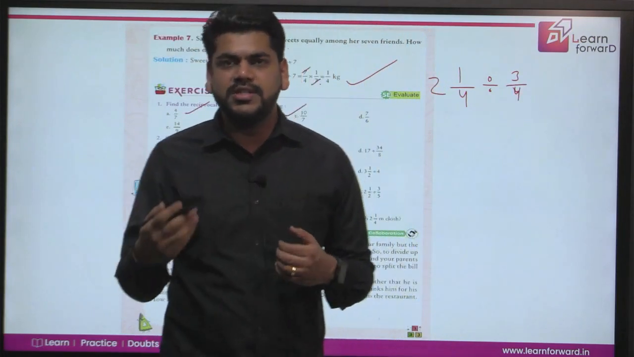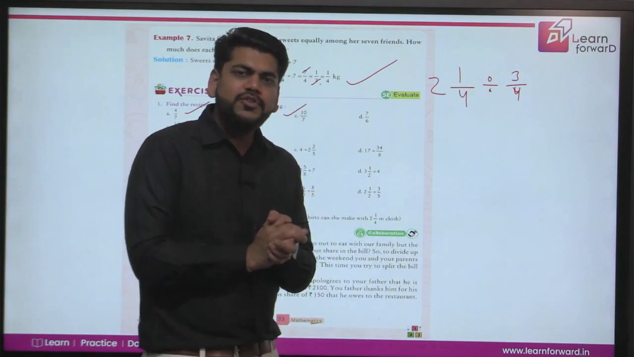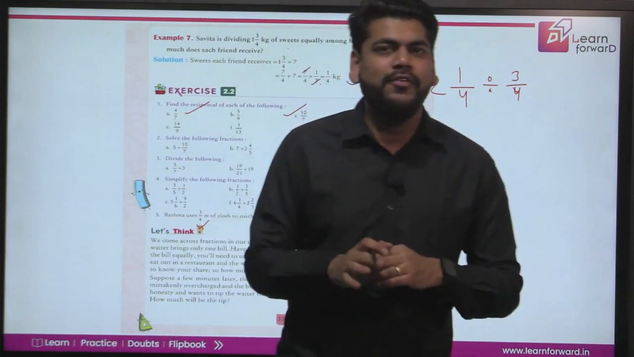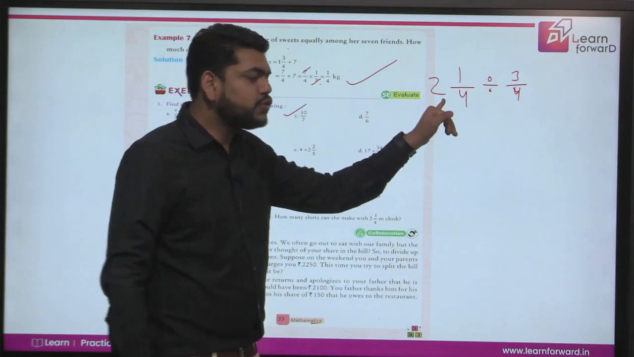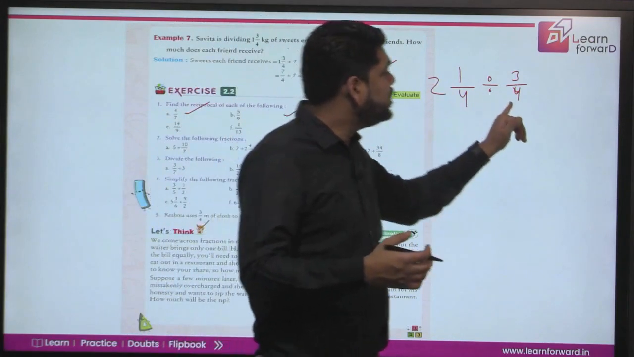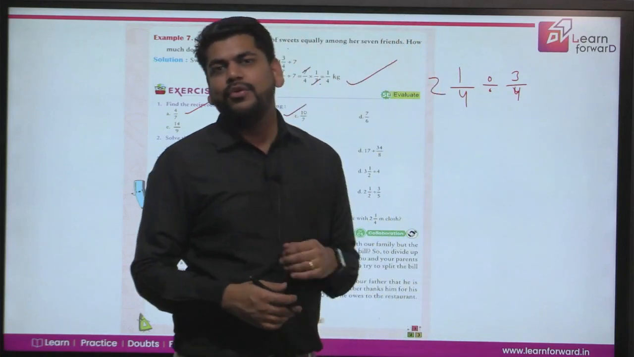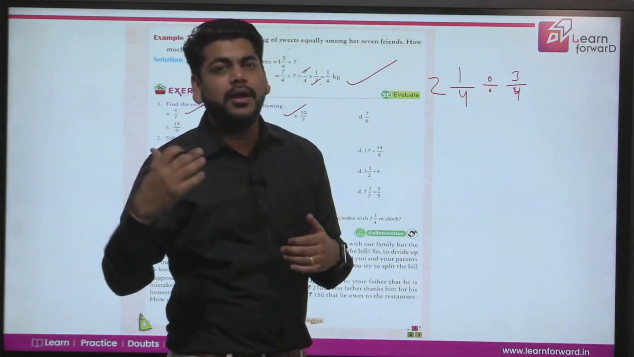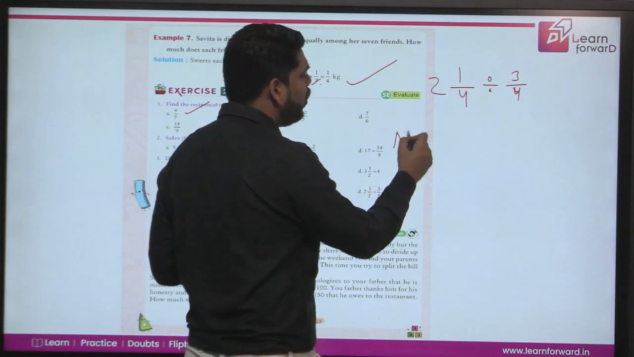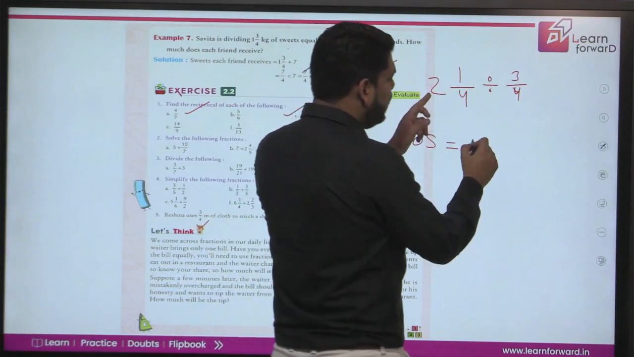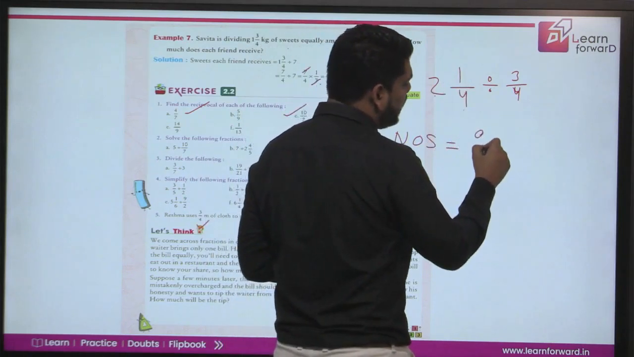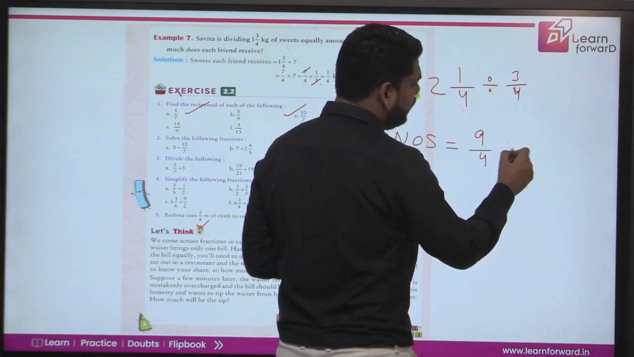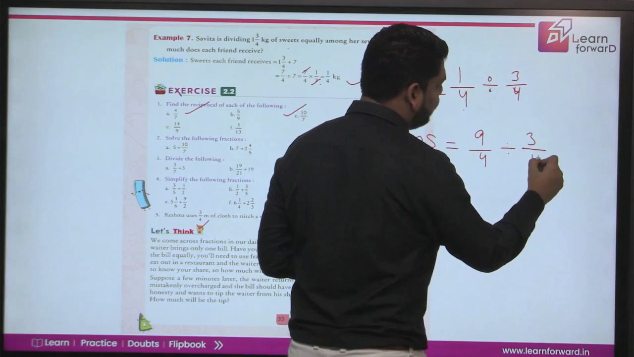be able to stitch. So whenever in mathematics you need to find out the number of, what you will do, you will divide the same units. This was also the length of the cloth. You need to divide the same units to get the number of. So number of shirts will be 2 1 by 4. That means 4 twos are 8, 8 plus 1, 9 by 4 divided by 3 by 4.